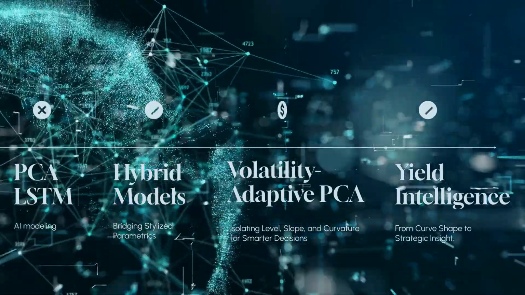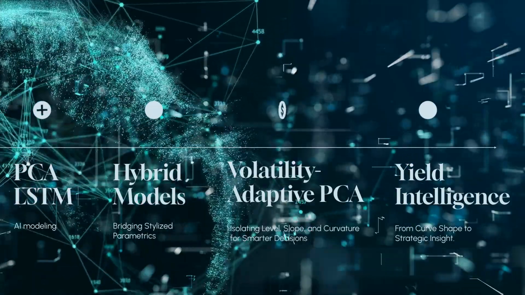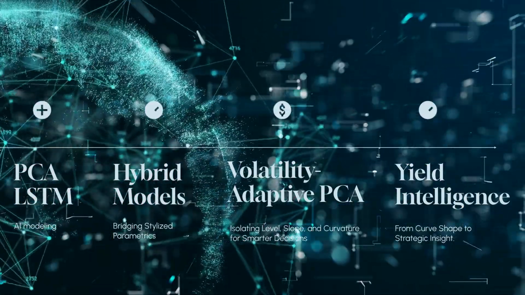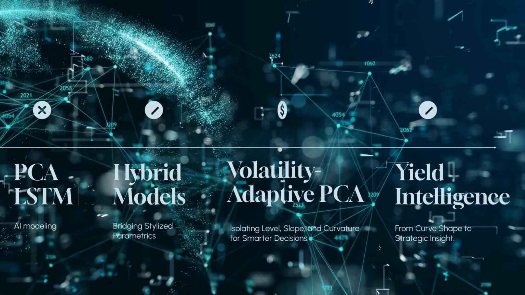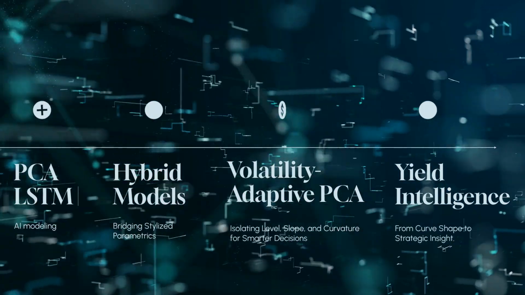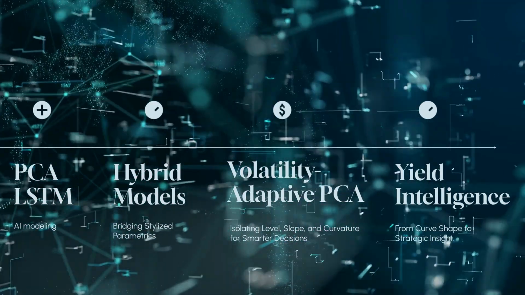Third, we extract level, slope, and curvature signals directly from the curve. PC1 through PC3 help users act on what matters, direction, spreads, or curve shape, under any regime. We provide a streamlined strategy development environment.